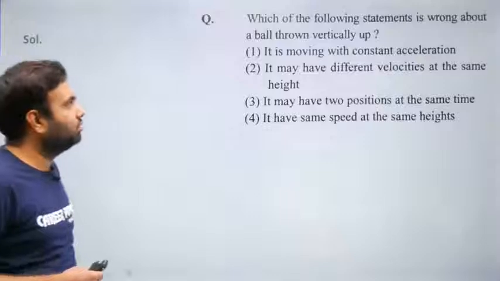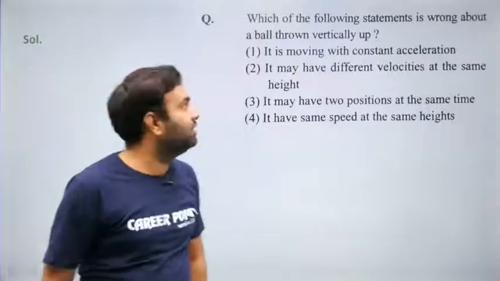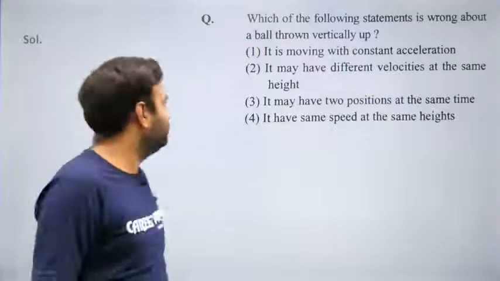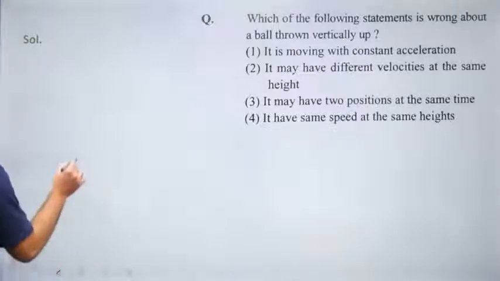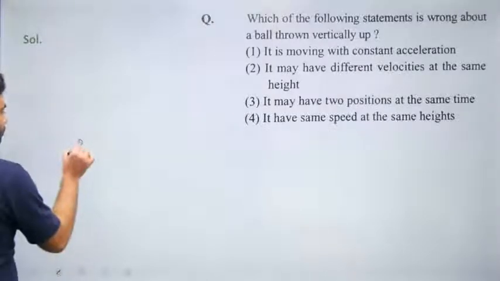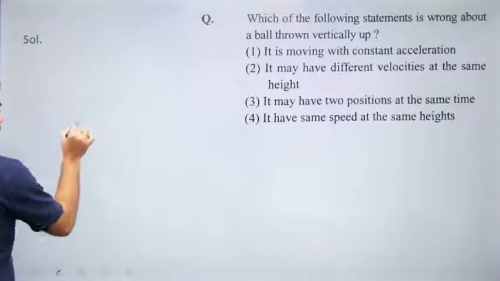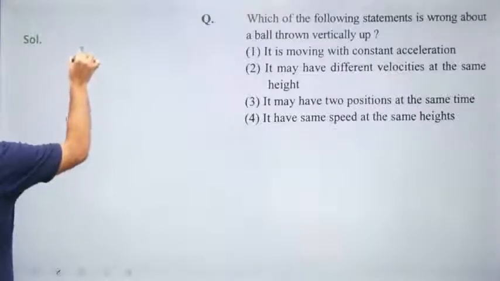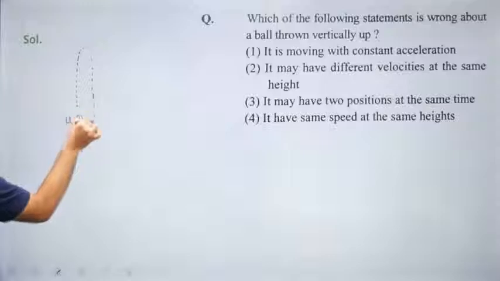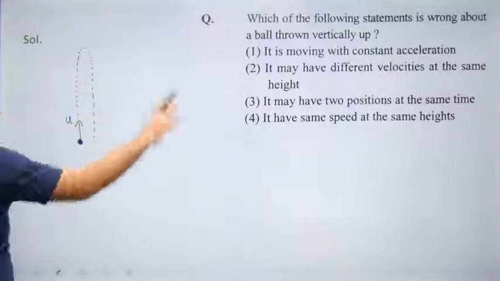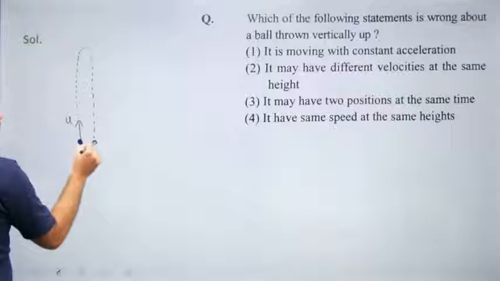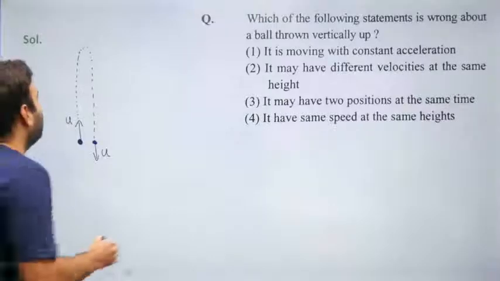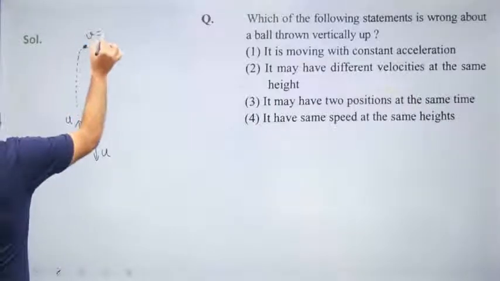Now, next question. Which of the following statements is wrong about a ball thrown vertically up? We are throwing a ball vertically up. So if we throw it with velocity u, it will go up and attain 0 velocity at maximum height, and again it will come down. If we neglect air resistance, its final velocity at the same height will be the negative of the initial velocity. And at the topmost point, its velocity is equal to 0.